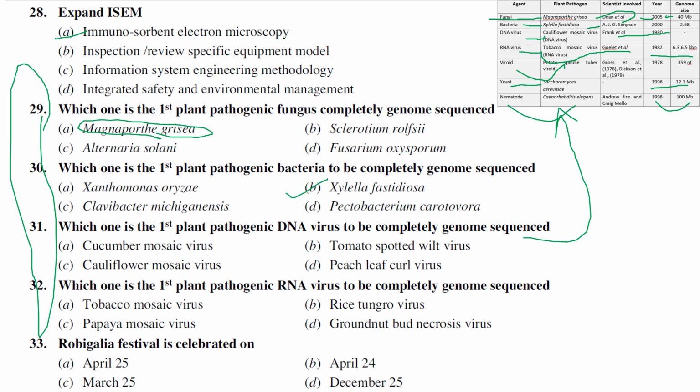First DNA virus to be completely genome sequenced, cauliflower mosaic virus. First RNA virus to be completely genome sequenced is tobacco mosaic virus. So for easy understanding, I have placed a picture here on the right side top, hope it will be helpful.